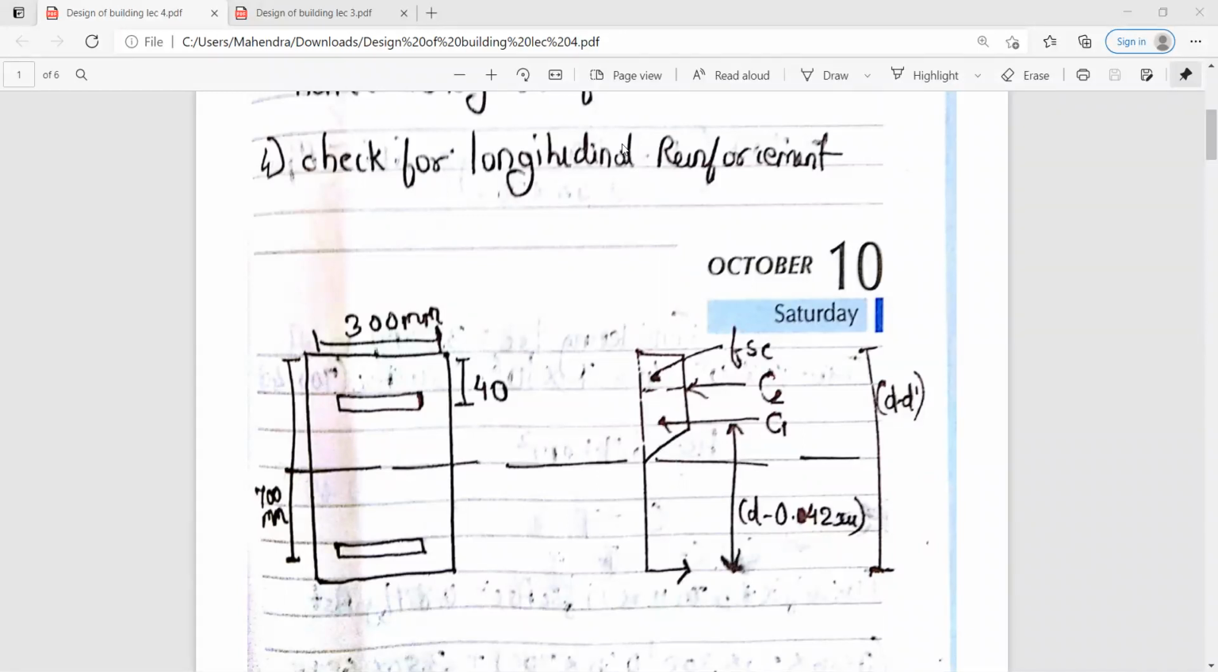So good afternoon, everyone. We will continue with the last sum only. In the last lecture, we had started with the design of beam B1. So in that beam B1, what was our depth? We had got the depth as 750, and after considering the cover, effective depth comes up to be 700 mm. Then the width we had taken as 300 mm, and the cover we had provided as 40.